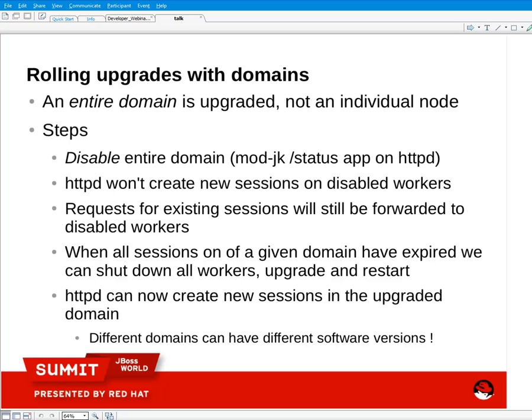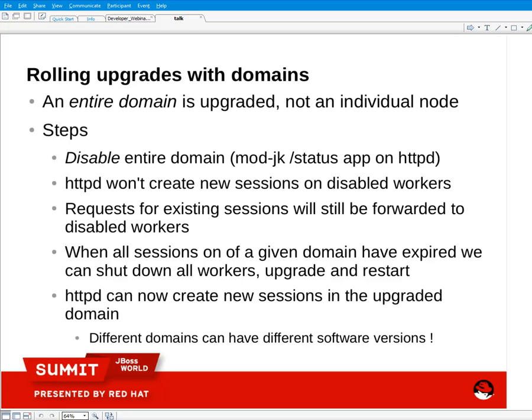So you disable the entire domain, which means HTTPD won't create new sessions on the disabled JBoss instances, but requests for existing sessions will still be forwarded to disabled workers. However, all new sessions are created on other domains. And when all the sessions of a given domain have expired, we can shut down all the workers, upgrade, and restart. So basically, when there are no more sessions in a given domain, we can simply shut down all the nodes, upgrade them and restart them, and then they would be served again by HTTPD.